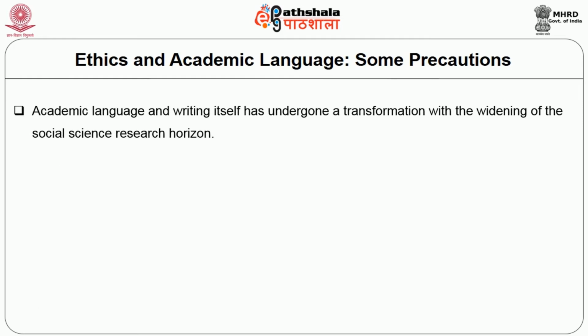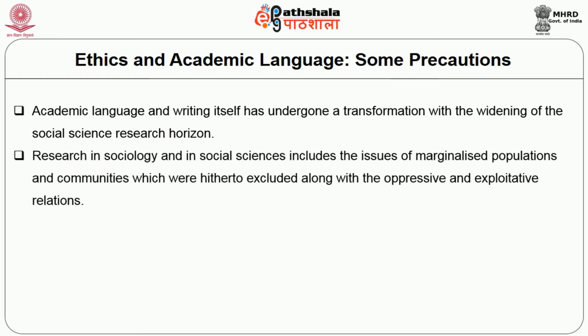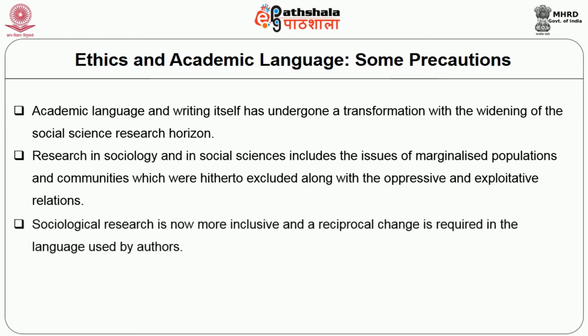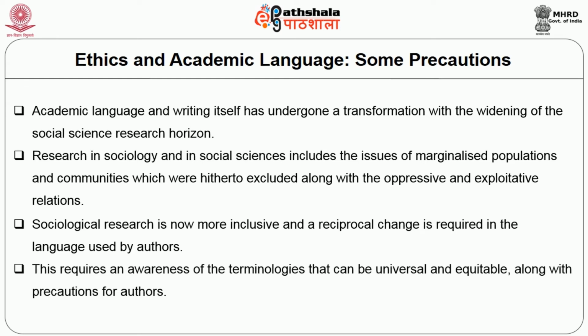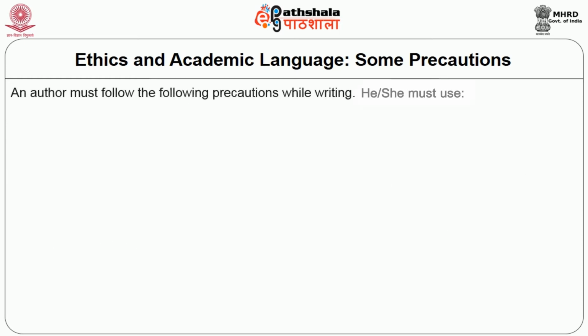Academic language and writing itself has undergone a transformation with the widening of the social science research horizon. Research in sociology and in social sciences includes the issues of marginalized populations and communities, which were hitherto excluded, along with the oppressive and exploitative relations. Sociological research is now more inclusive, and reciprocal change is required in the language used by authors. This requires an awareness of terminologies that can be universal and equitable, along with precautions for authors. An author must follow the following precautions while writing.